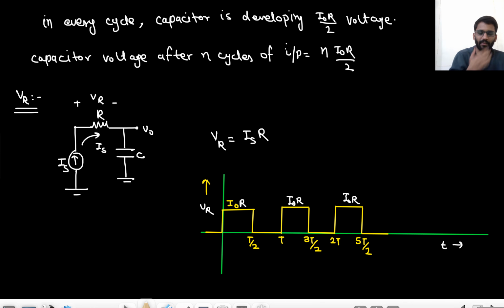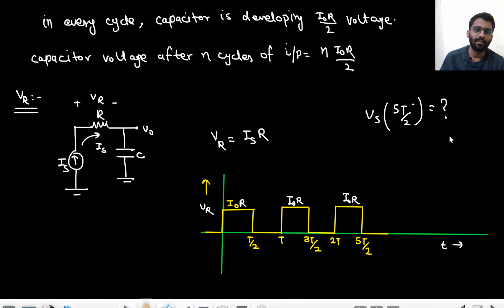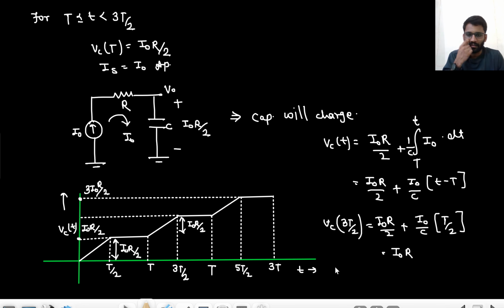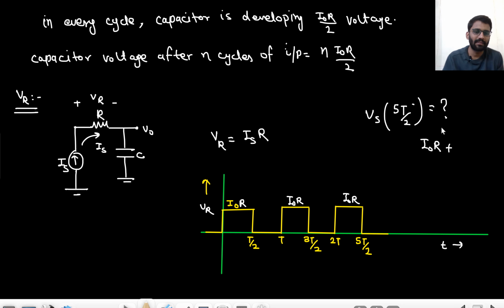That's it. Now they can ask you questions like, what will be the Vs voltage at 5t by 2 minus? So Vs voltage at 5t by 2 minus would be equal to the resistor voltage, I naught R, plus what is Vc at 5t by 2 minus, that is 3 I naught by R plus 3 I naught by R. So your answer would be 5 I naught R by 2. So that would be your answer.